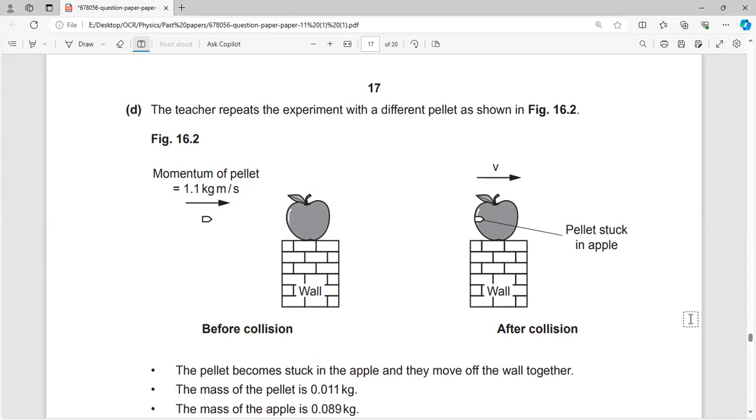That's our initial momentum, which is given there. So now, before the collision, this momentum is 1.1 kilogram meter per second. And obviously, after the collision in an isolated system, the total momentum will stay the same.